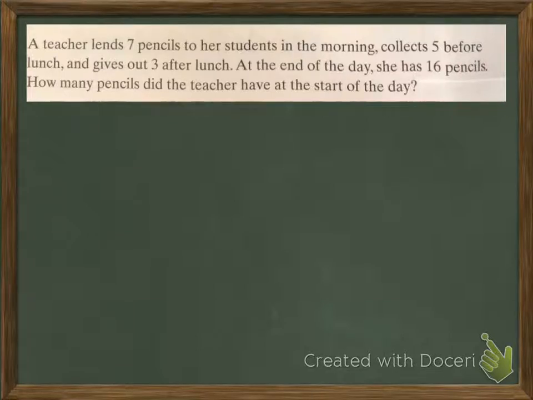So we're going to do the same thing we just did. We're going to work backwards, and we're going to do the opposite. So how many do we end up with at the end of the day? 16. Okay, what was the last thing I did right before? Gave out 3 pencils. So instead of giving them out, I'm going to put those back in my stash. So I'm going to add 3. So right at lunchtime, while I was eating lunch, I was in possession of 19 pencils.